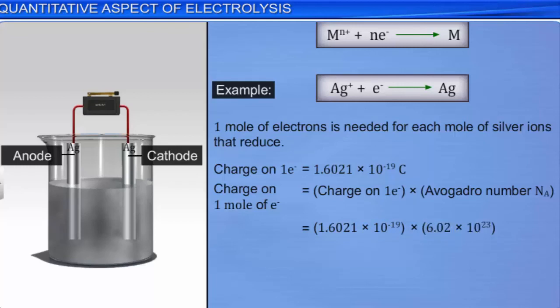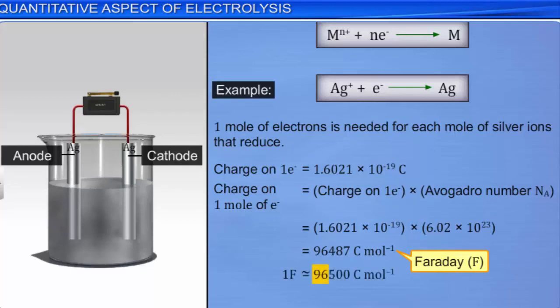Therefore, the charge on 1 mole of electrons is equal to 96,487 coulombs per mole. This quantity of electricity is called Faraday, which is symbolized by capital F. Sometimes, this is rounded off to 96,500 coulombs per mole of electrons.